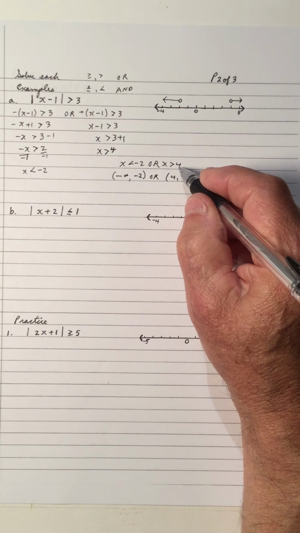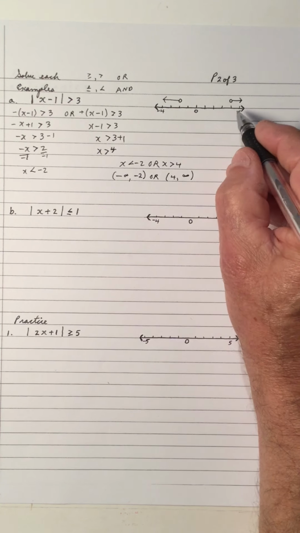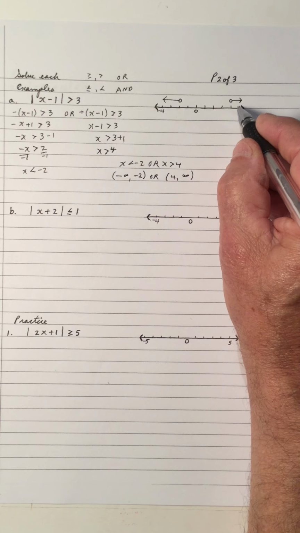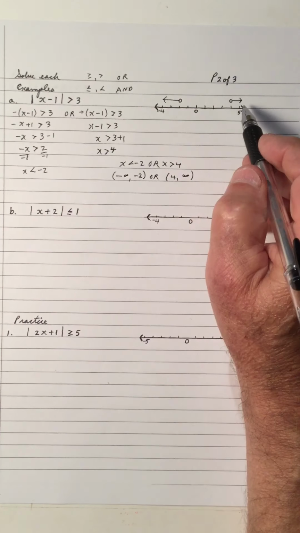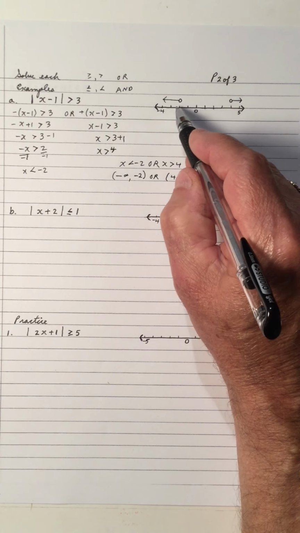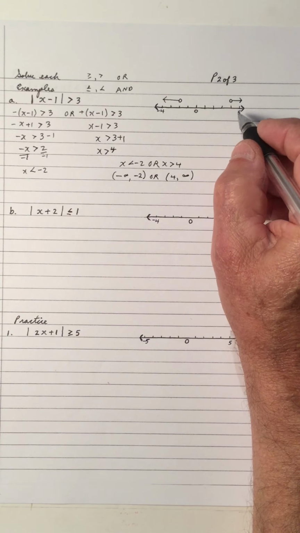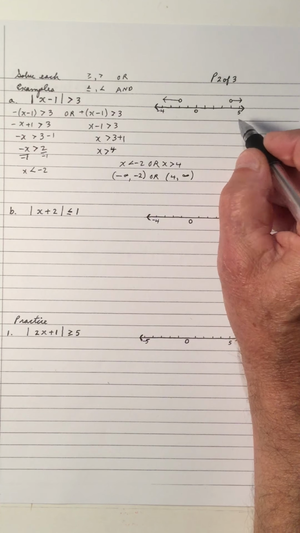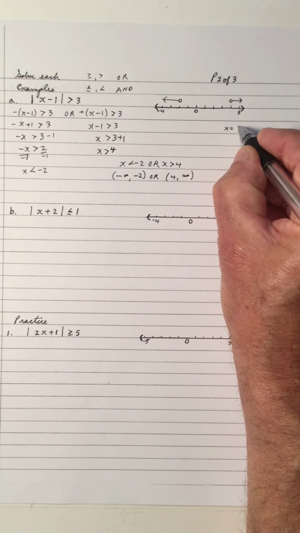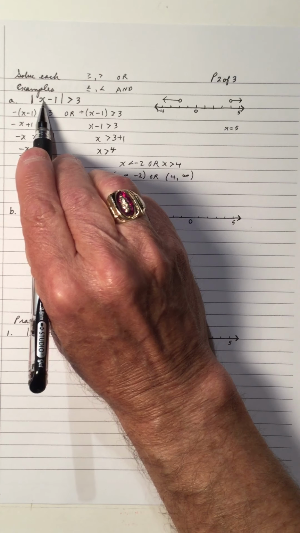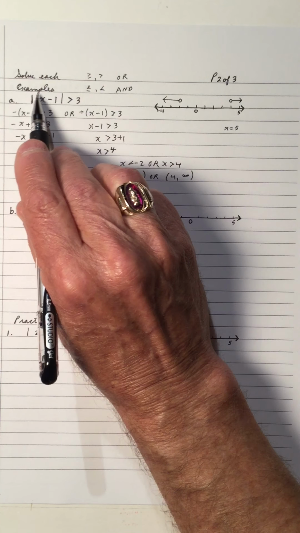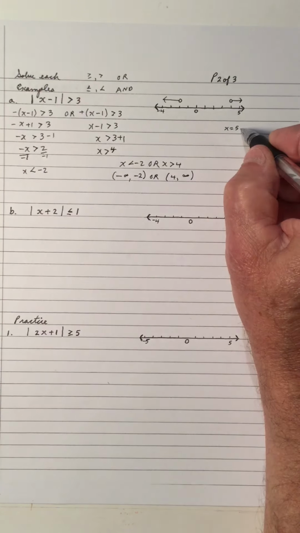So these are the solutions. That means any number greater than 4 will fit this inequality, and any number less than negative 2 will fit the inequality. Just to check, let's take a 5. X is 5. Put a 5 in. 5 minus 1 is 4. Absolute value of 4 is 4. 4 is greater than 3.